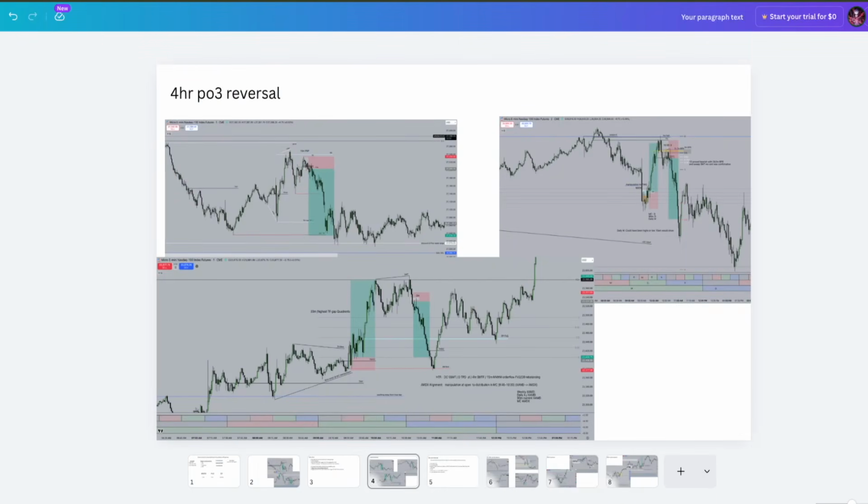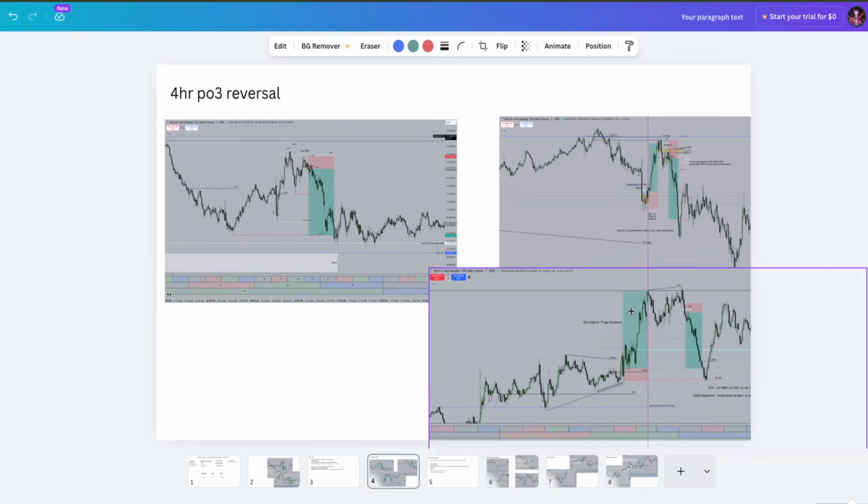Now we have by far my favorite model. It's the 4 hour PO3. Either reversal or continuation, they are so clean, and the RR is perfect because this leads into our 90-minute trade, and it's such a good trade. 4 hours, so much time for you to get a great stop loss, a great RR movement.